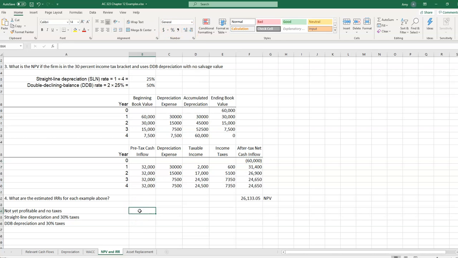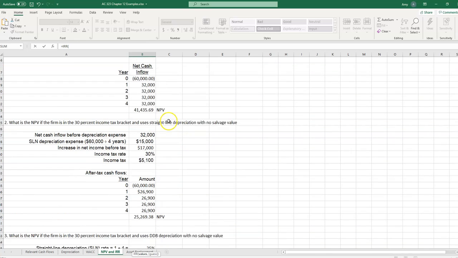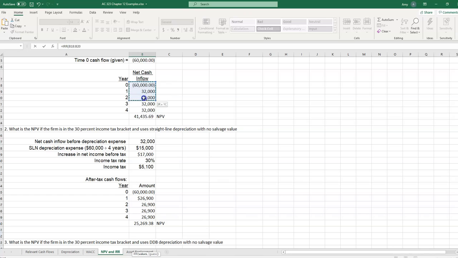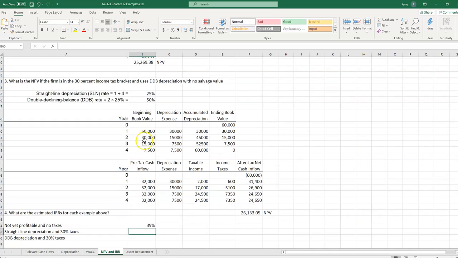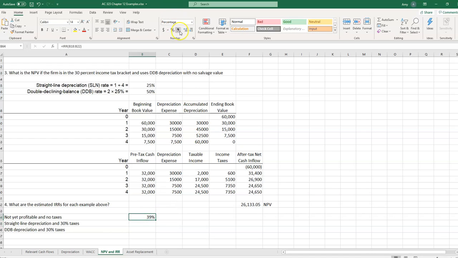Okay. So not yet profitable and no taxes, IRR. And then we just select all of the values, so year 0 through year 4. That tells us the internal rate of return on that project is 39.08%.